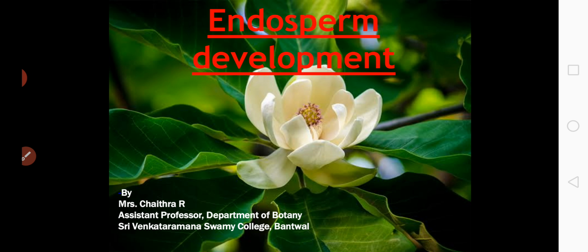Of these two male gametes, one fuses with the female gamete, the egg cell, to form a diploid structure called the zygote. Whereas the other male gamete fuses with the secondary nucleus to form a triploid structure called the primary endosperm nucleus. Now this zygote develops into an embryo, whereas the primary endosperm nucleus develops into endospermic tissue.